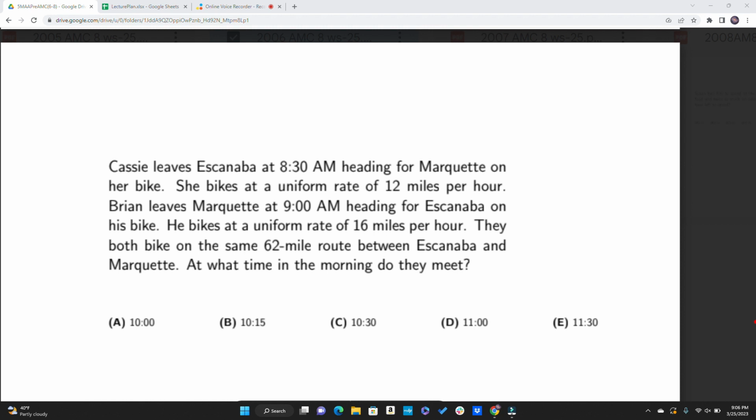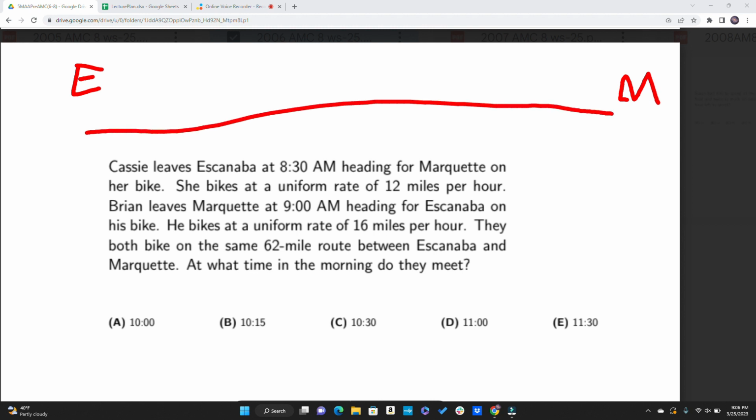Okay, let's see. So let's draw something out. Here we'll have Escanaba, the other town will have Marquette over here, and then we've got 62 miles between them. Cassie leaves at 8:30, and she has half an hour before Brian starts biking. She's going at 12 miles per hour, so in half an hour, she'll go 6 miles.